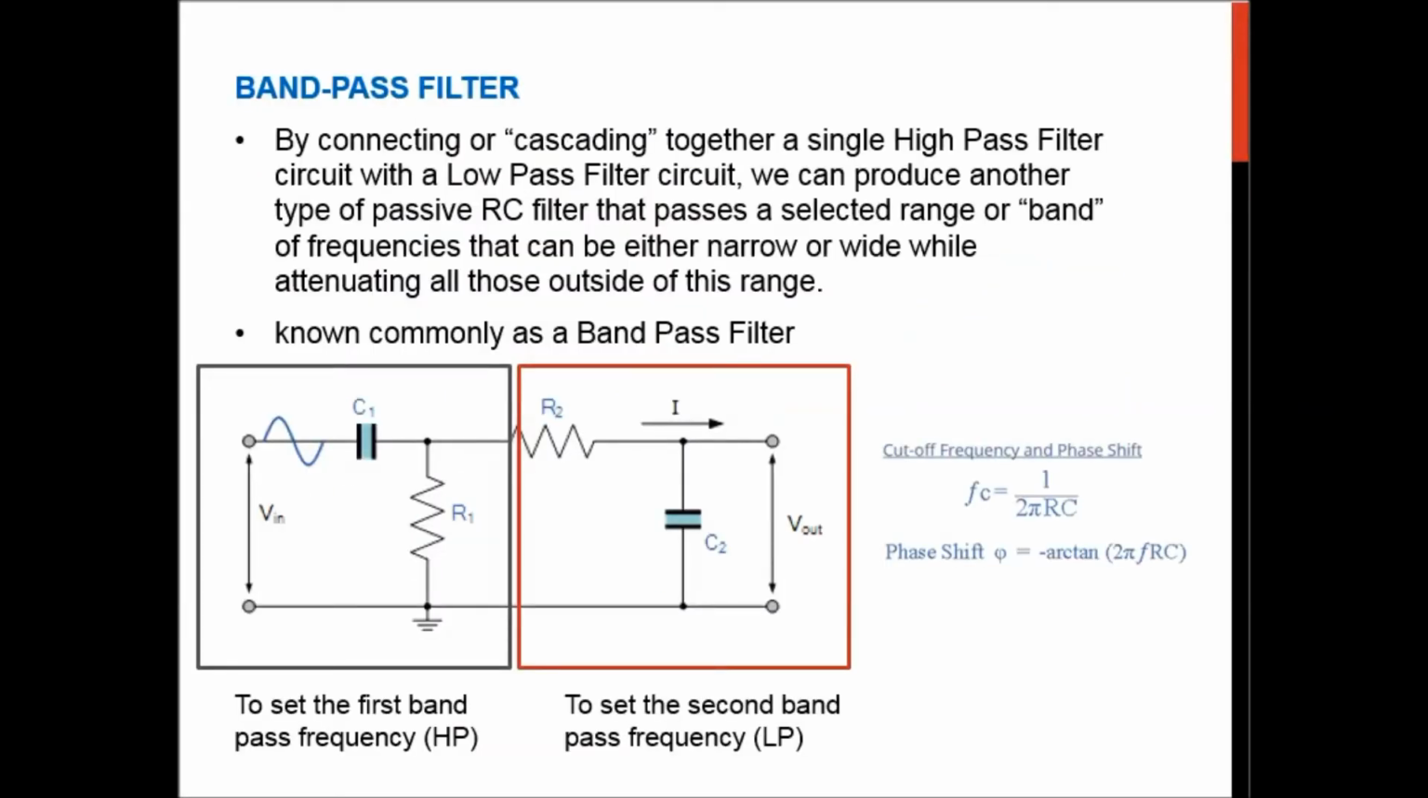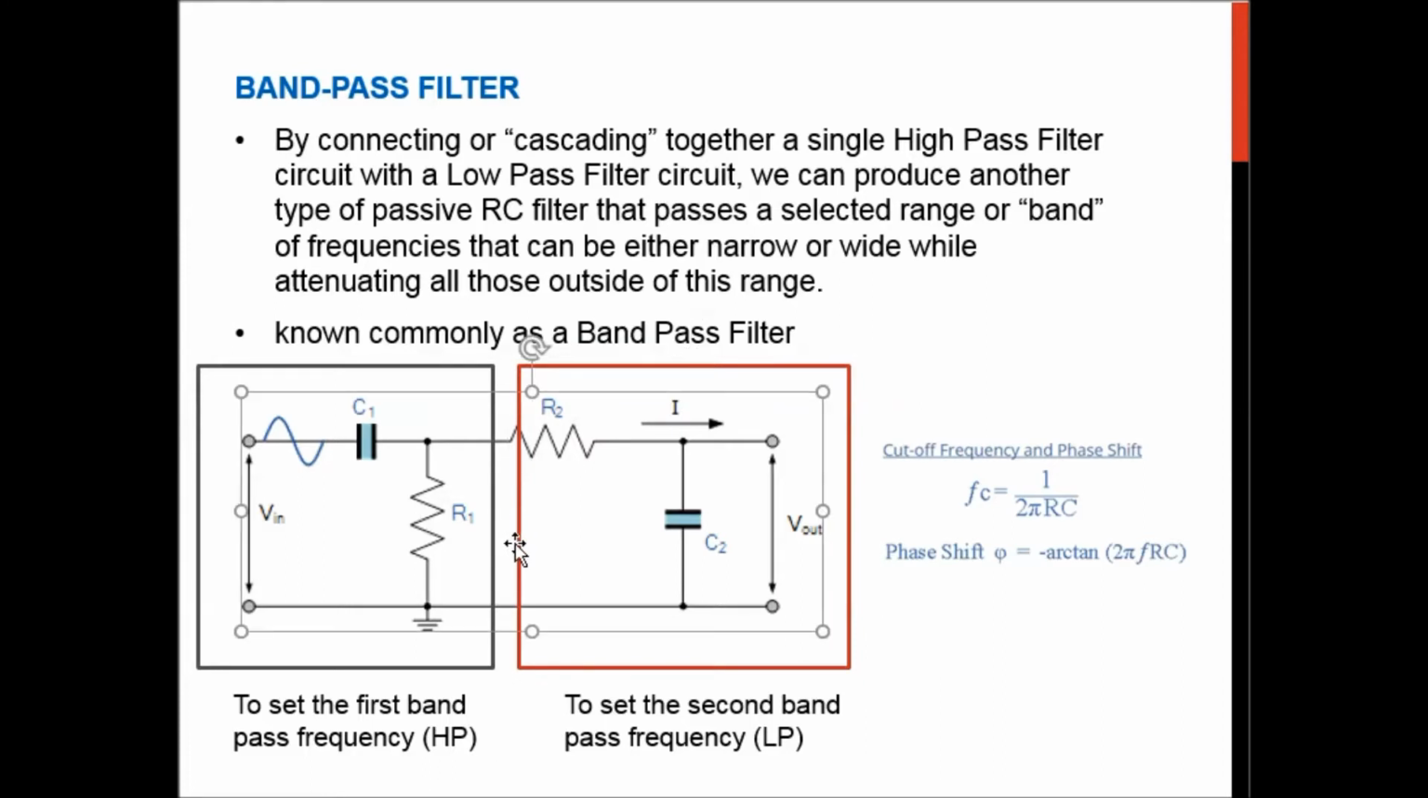In addition to high pass and low pass, you can also allow frequencies from a certain range to pass. In this case, this is known as a band pass filter. By cascading a single high pass filter connected with a low pass filter, we can produce another type of passive RC filter that allows a selected range or band of frequencies. You need to connect the high pass and the low pass together in series. So this is the high pass, and this red box is your low pass.